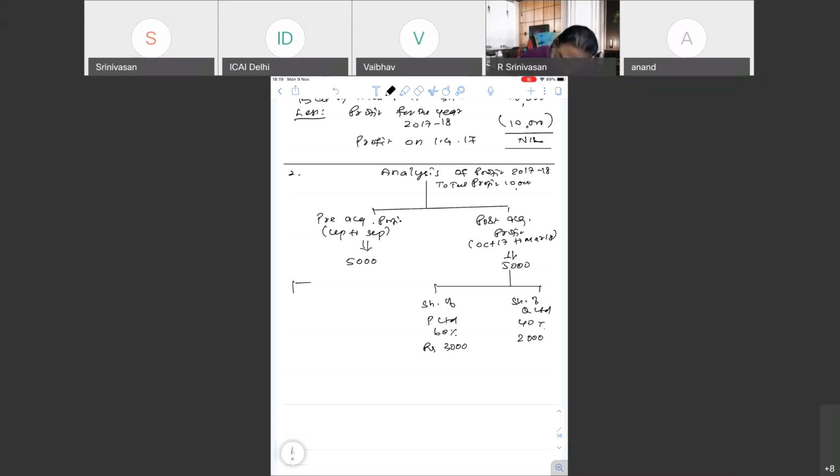Similarly here we'll have P Limited and share of Q Limited, share of non-controlling interest, P Limited share of non-controlling interest. So here you will be getting how much? Again 3000, 60%. So 3000 and 2000.